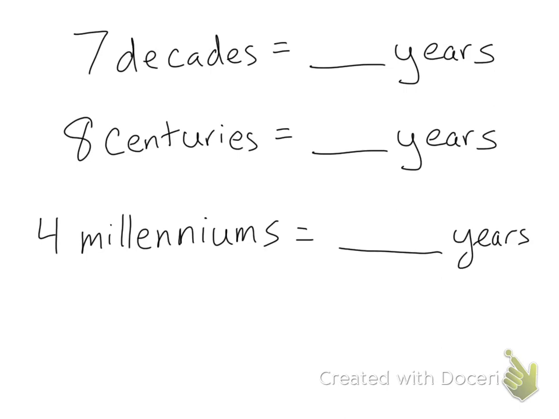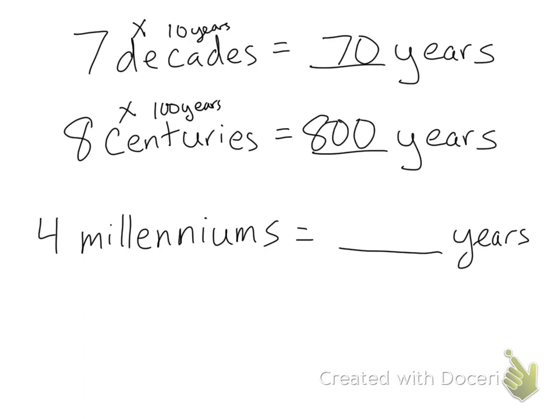All right, so let's figure out some time. So 7 decades equals how many years? Well, I know that a decade is 10 years. So we have 7 groups of 10 years. So the answer is going to be 70. Okay, 8 centuries. Well, I know a century is 100 years. So this is actually 8 groups of 100 years. So that's going to equal 800 years. 4 millenniums. Well, I know a millennium is 1,000 years. So it's 4 groups of 1,000 years. So that's going to be 4,000 years.